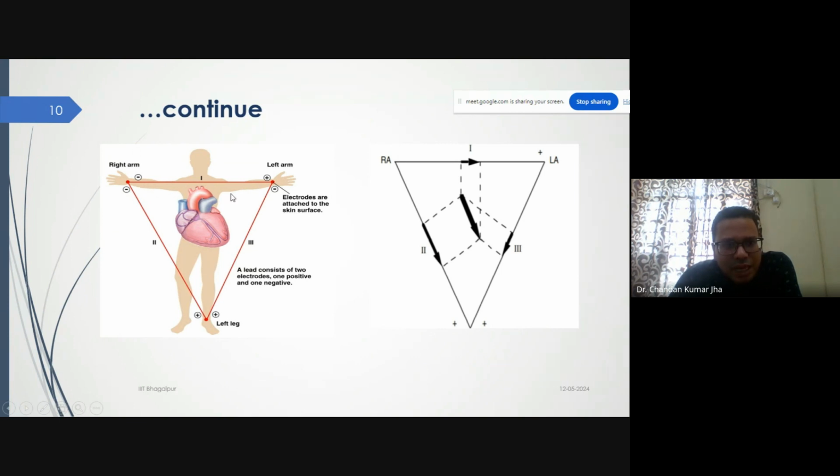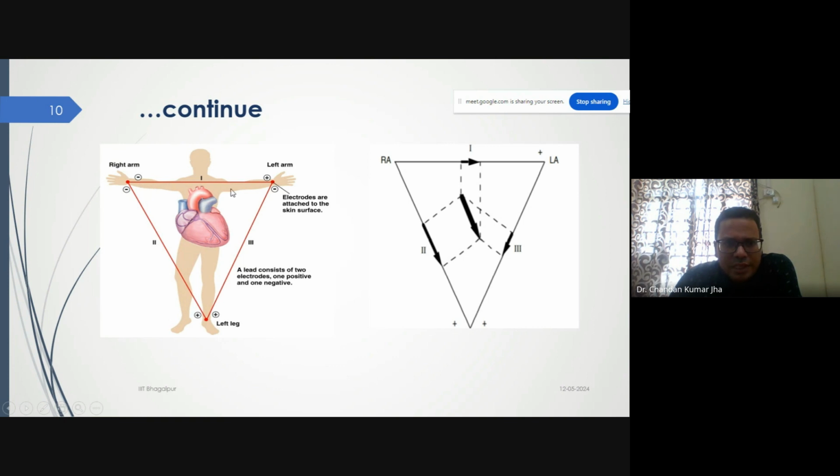Between the right arm and the left arm, if we measure the electrical activity of our heart, the potential between two different points of our heart muscle, also called the action potential, then it is defined as lead 1. If it is measured between the left leg and the left arm, it is called lead 3. If it is measured between the right arm and the left leg, so here negative to positive, this is the reference and the potential is measured between these 2 points, so it will be called lead 2.